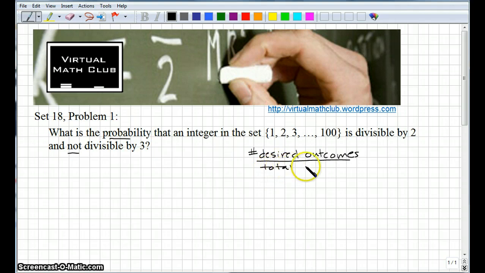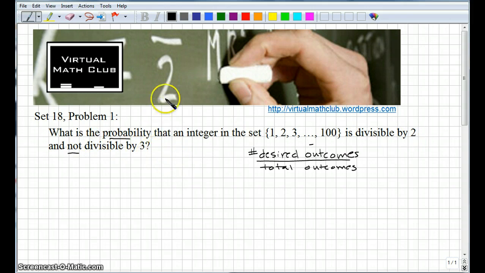Total outcomes. Now the total outcomes in this case is pretty easy because there's 100 numbers in this set, so there's 100 possibilities for the number that we choose. There's a whole 100 total possibilities for any number we choose from this set. Okay, and our desired outcome is the number of numbers that are divisible by 2 but not by 3.